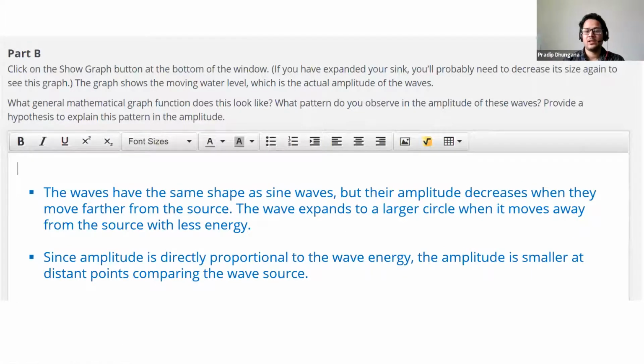So it looks like a sine wave, but the amplitude decreases when the wave moves farther away. Okay, and then amplitude is directly proportional to the wave energy. That means the amplitude gets smaller when it travels farther away from the source. Okay, this is all about part B. Any questions so far on part B?